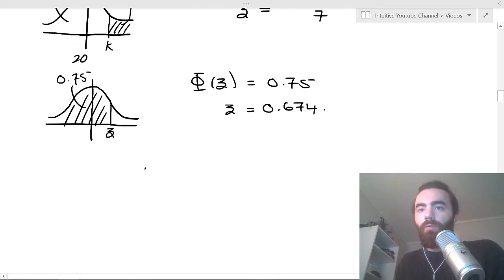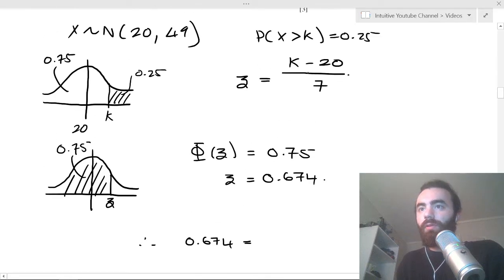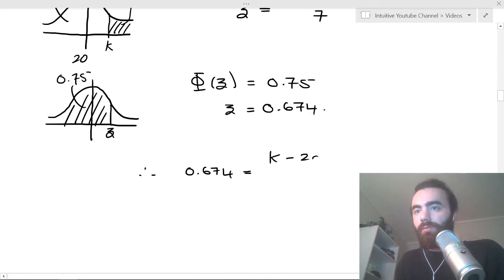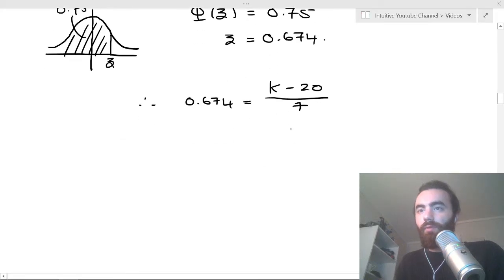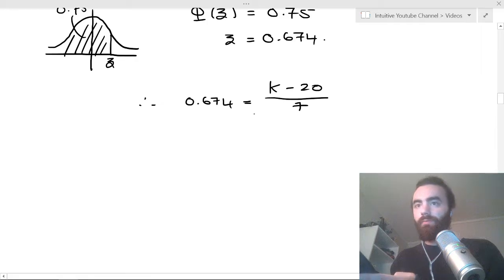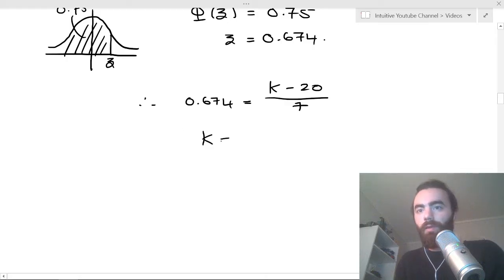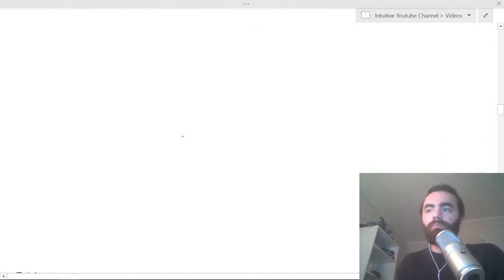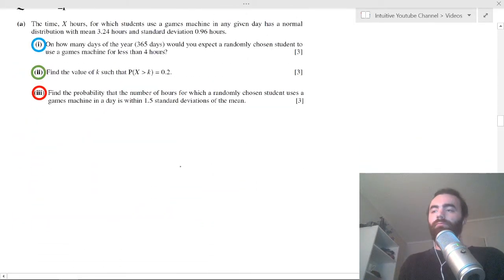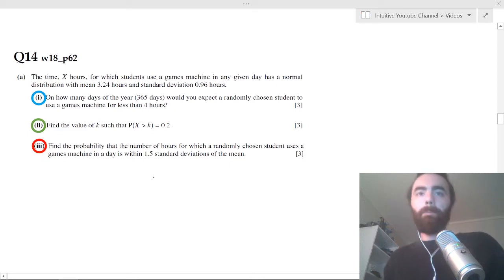So therefore we can say that 0.674 equals k minus 20 over 7. So now we can find k. So 0.674 times 7, and then we plus 20. So it's 24.7 is your answer. K equals 24.7. Cool, let's do another one.